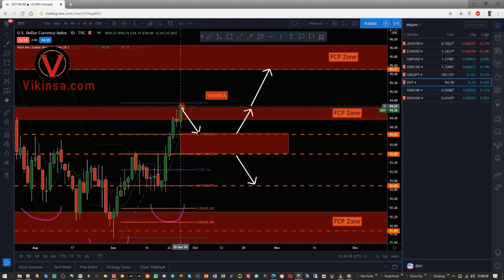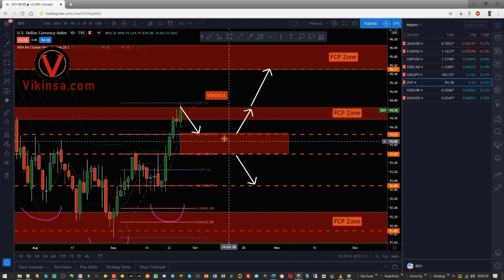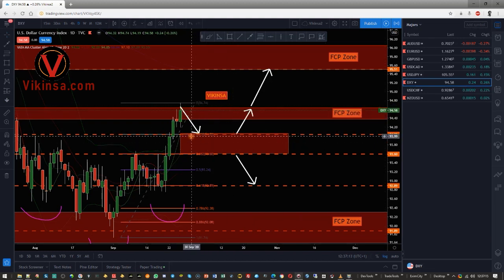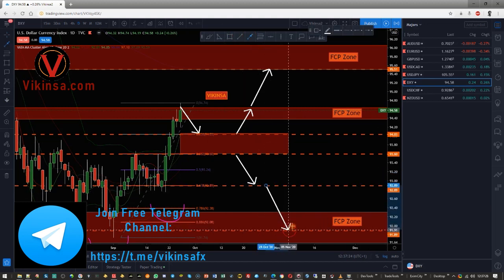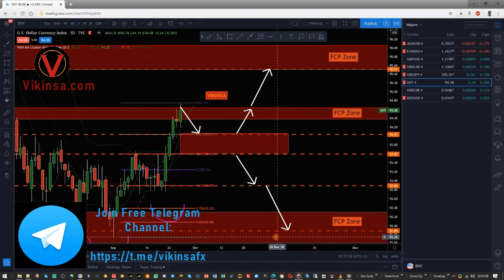If the market starts to fall down, remember the word is if. This is a conditional statement. So if the market starts to go down, then it is expected to come to 94. If it finds bullish momentum, then it is expected to go back to that level into this zone. If it doesn't find that bullish momentum, then it can fall down to 93.60. And if it keeps on falling, then it can come down to 92.89. And if it keeps on falling, then it can come down all the way back into this zone. So that's the bearish scenario.